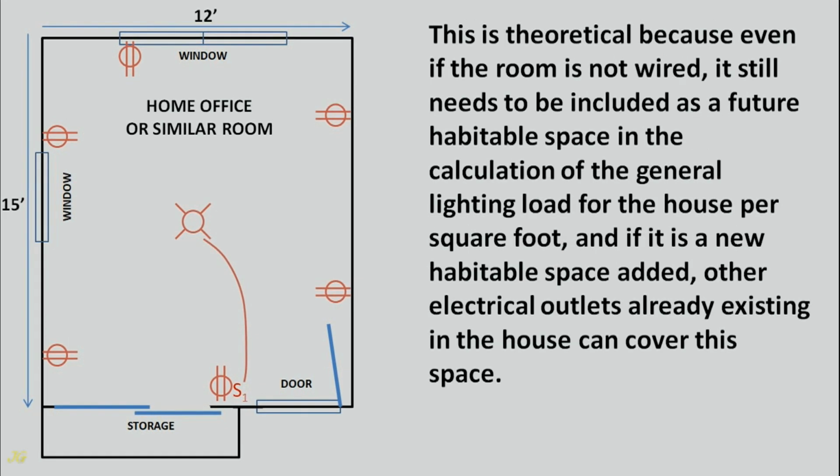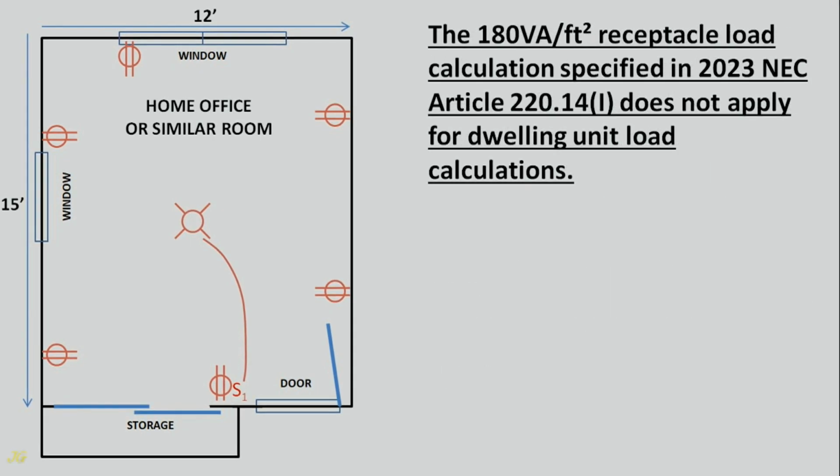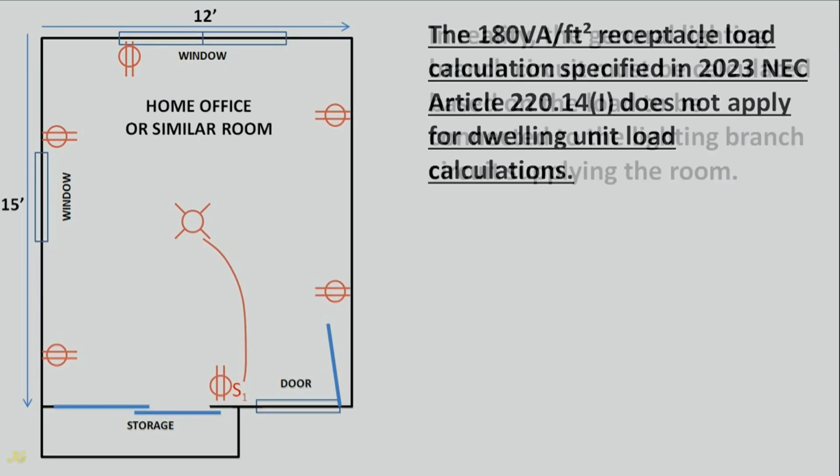This is theoretical because even if the room is not wired, it still needs to be included as a future habitable space in the calculation of the general lighting load for the house per square foot, and if it is a new habitable space added, other electrical outlets already existing in the house can cover this space. The 180 volt amperes per square foot receptacle load calculation specified in 2023 NEC Article 220.14 does not apply for dwelling unit load calculations.